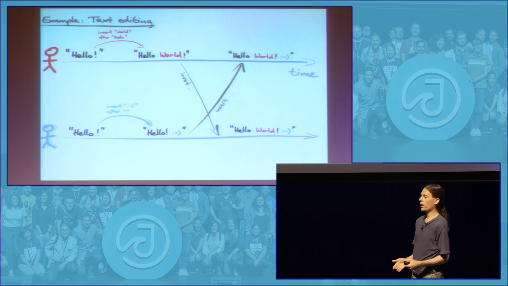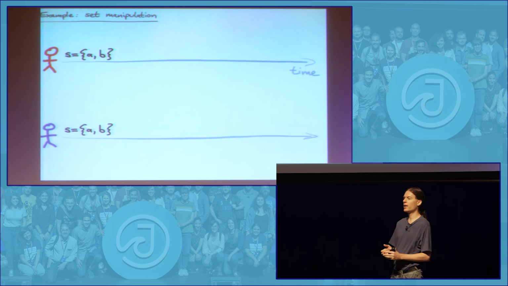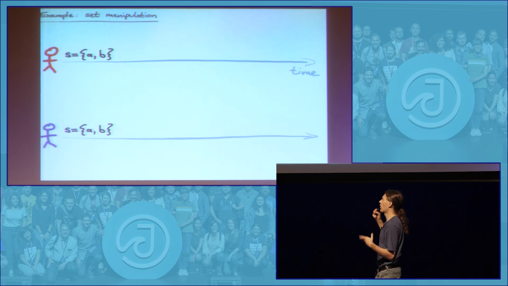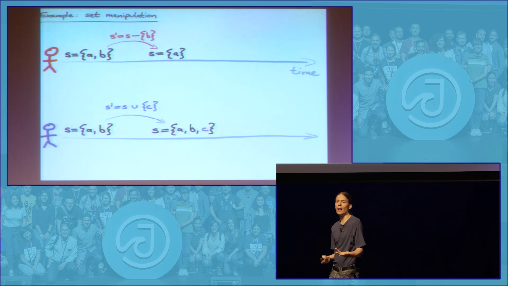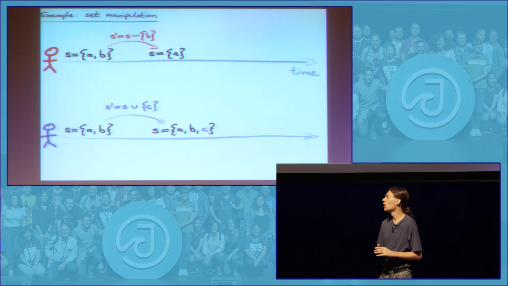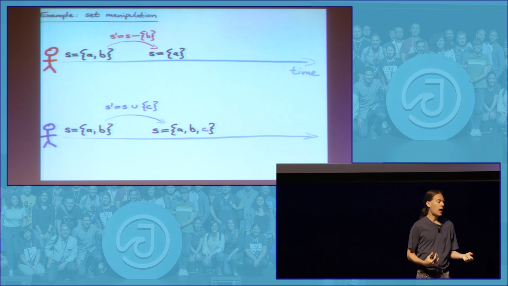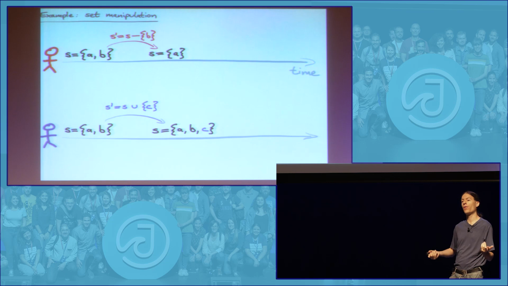But we do these things not just for text documents. So let's look at some different data structures. Let's look at a set, for example. So a set contains some kind of items. Let's say both users start off with the items A and B in their set. And they can manipulate this set, just like we manipulated the text document in the last example. So here, for example, maybe the red user removes the item B from the set, and concurrently, the purple user adds the element C to the set.